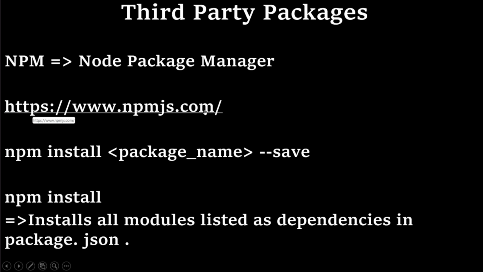To install a package, the syntax is npm install, the package name you want to install, --save in the terminal. Otherwise, to install multiple packages at a time, you can list all the packages in the dependencies object in the package.json file, and then by directly writing npm install, you can install all the dependencies at once.